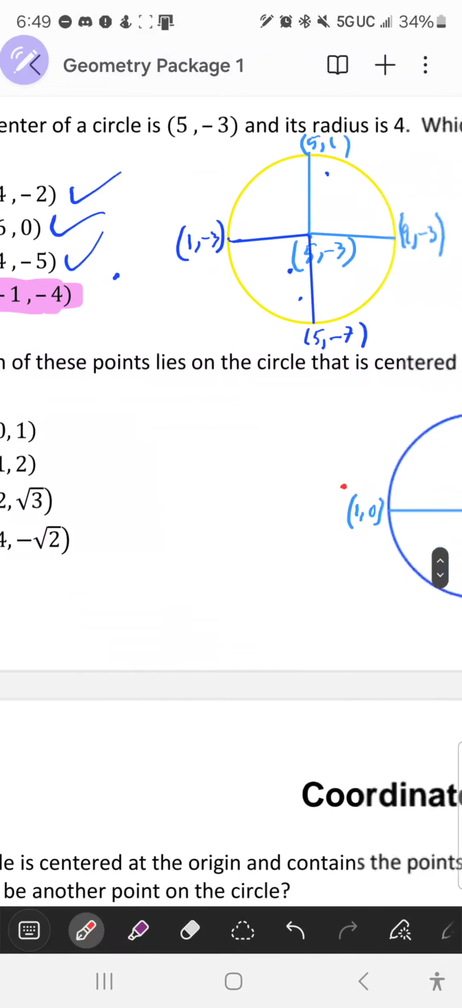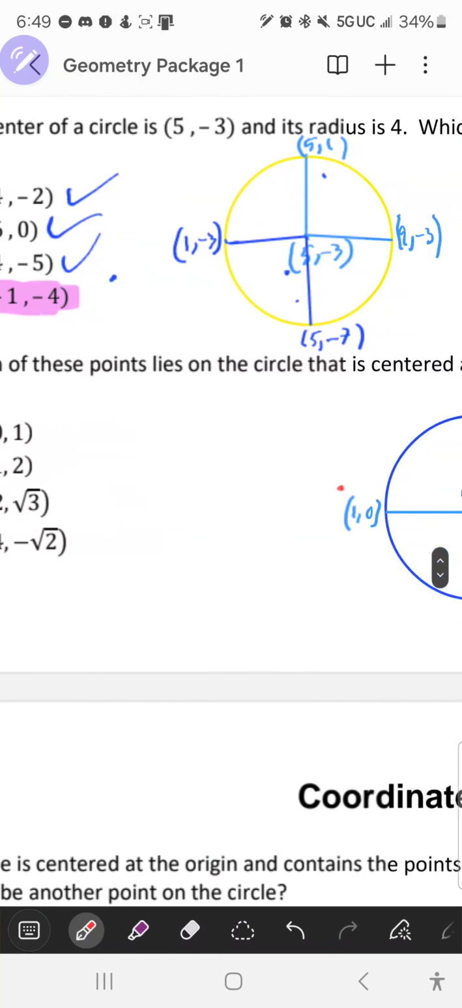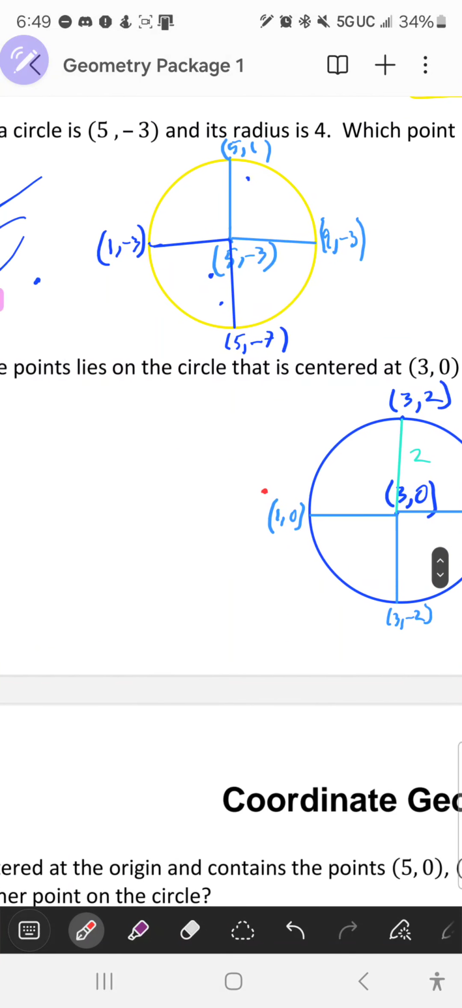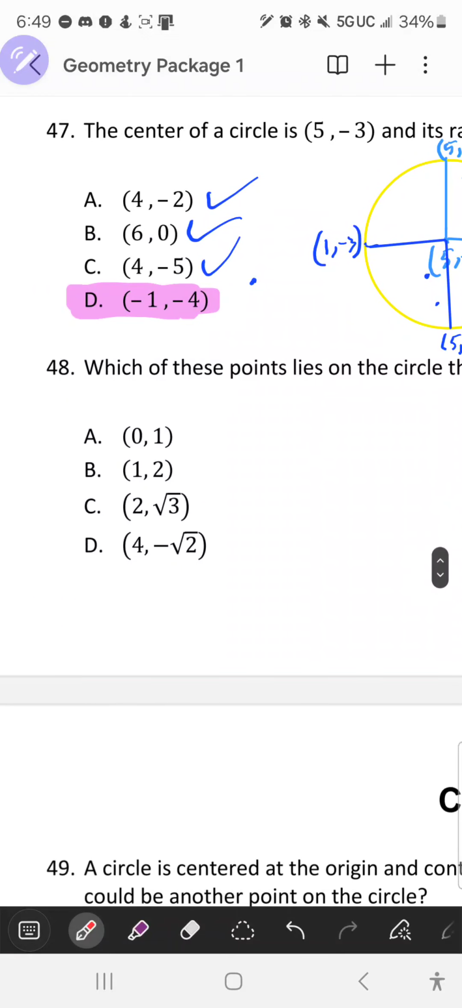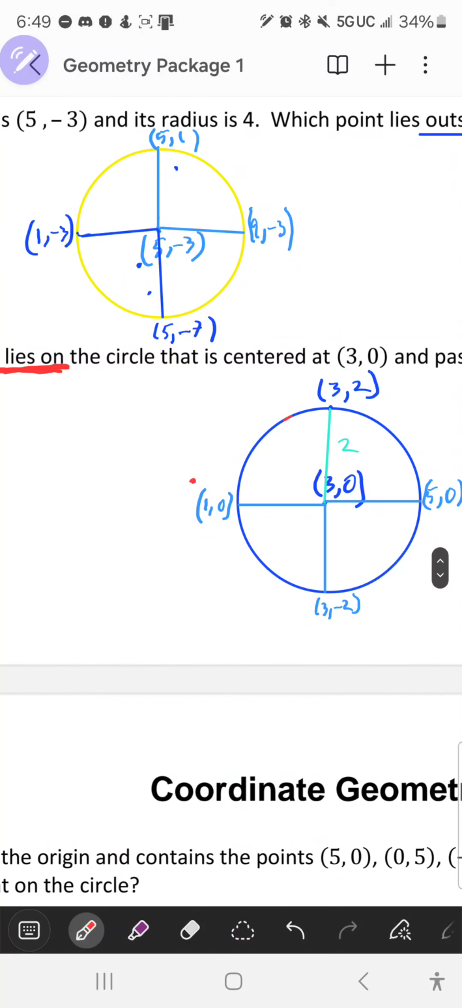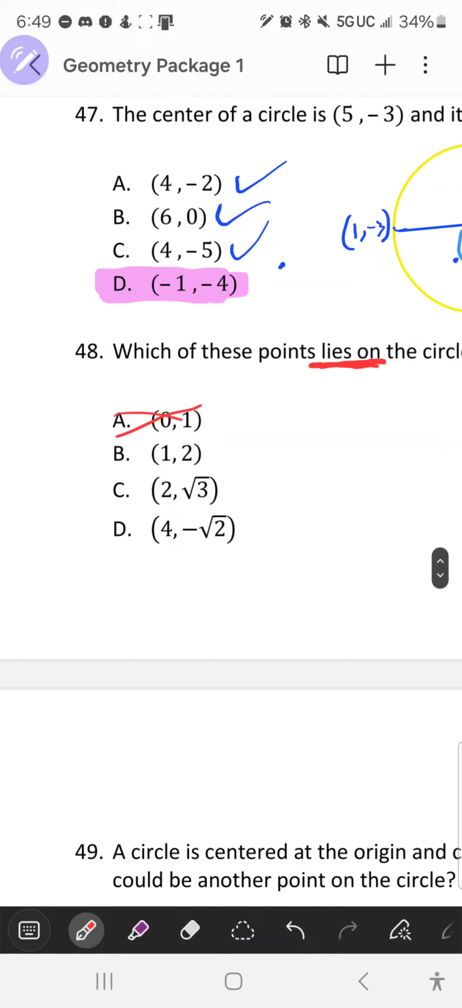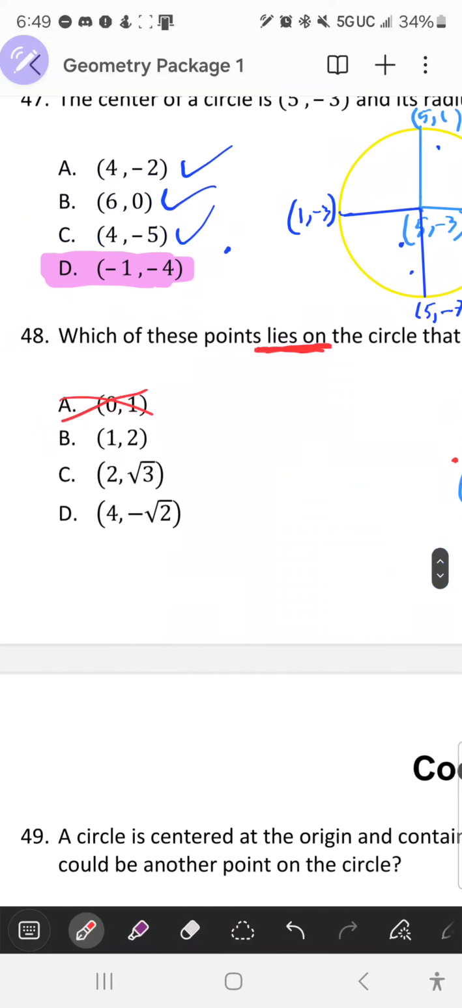That's outside the circle, but it still can. Okay, now we're searching for one that lies on the circle. And with that, it means that one point lies on the border, the circumference of the circle. So, okay, this is not our answer. It is outside of the circle.